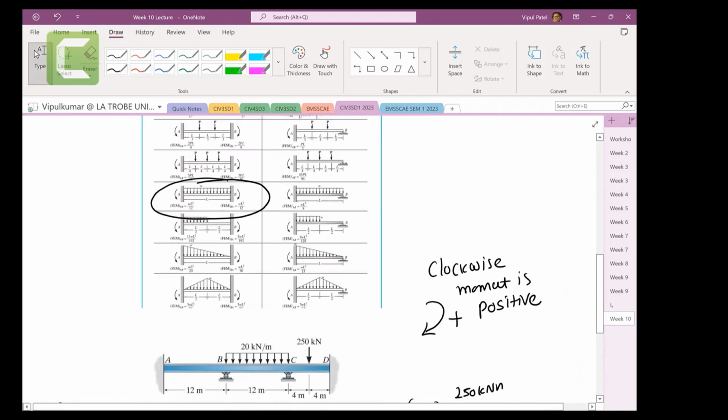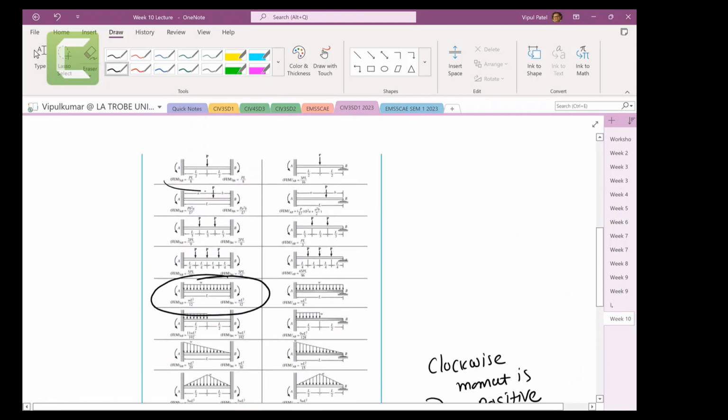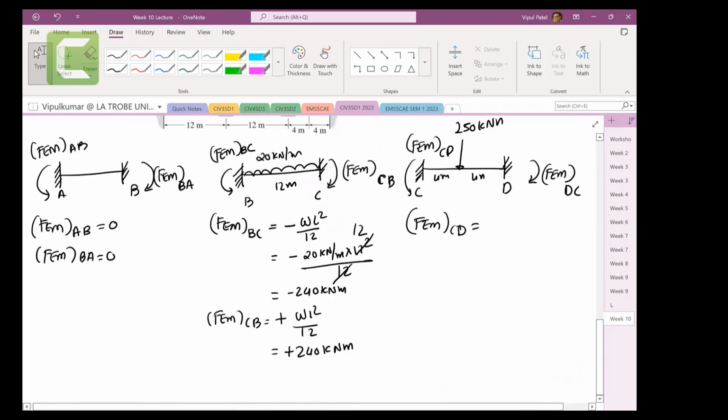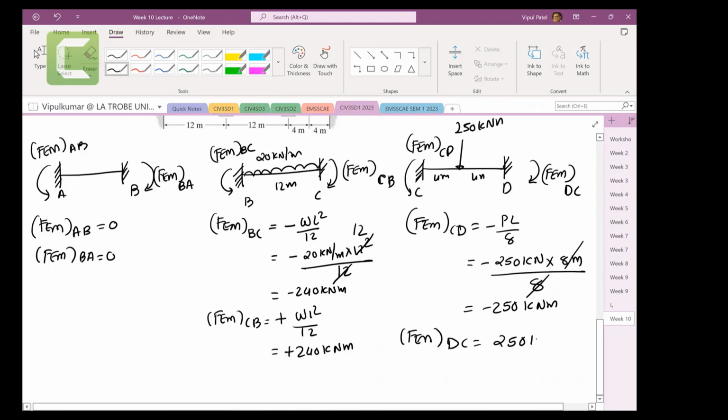And fixed end moment of CD, and we can find a similar one, which is here, PL on 8. Minus PL on 8, which is minus 240 kilonewtons. Length is 8 meters over 8, 8 cancels, minus 240 kilonewton meters. And fixed end moment of DC is the same, but it's positive 240 kilonewton meters. Okay, so we done this one.